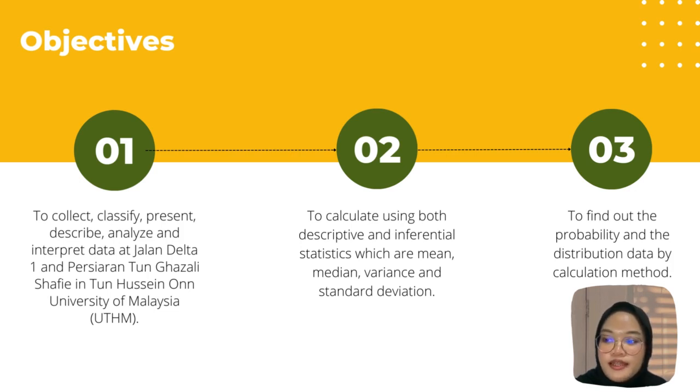First, to collect, classify, present, describe, analyze and interpret data at Jalan Delta 1 and Persiaran Tun Ghazali Shafi'i in UTSM. Second, to calculate using both descriptive and inferential statistics, which are mean, median, variance and standard deviation. And lastly, to find out the probability and the distribution data by calculation method.